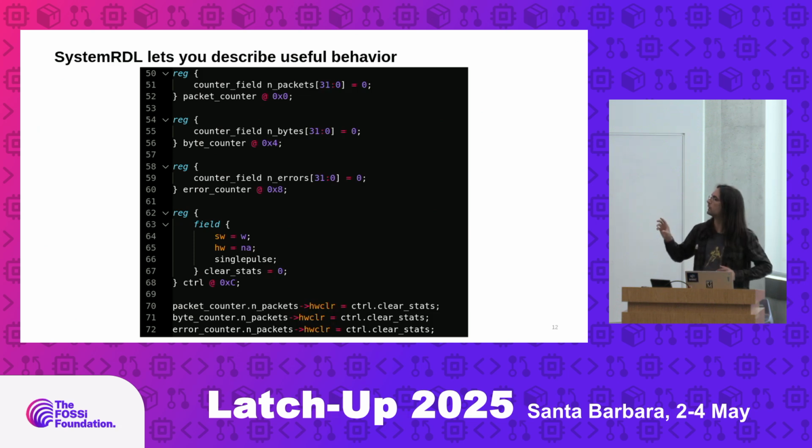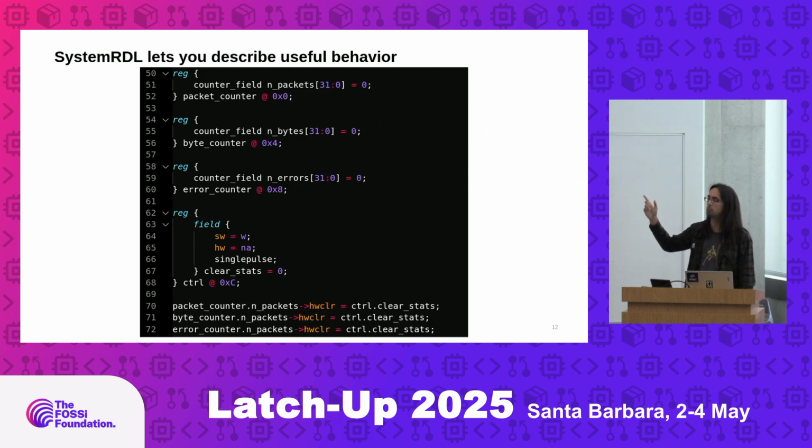So great. So now you can do some really cool things, because now that you have these concepts that you can individually build, we can now actually put this together. So that counter that I declared before, I'm going to instantiate it 3 times. I'm going to give it a bit width, each of them 32-bit. So we have 3 32-bit counters, and maybe this is a packet, byte, and error counter. I've instantiated them at different address offsets.